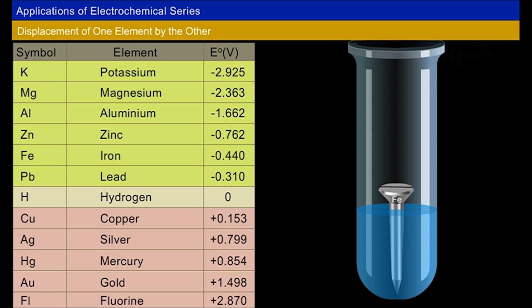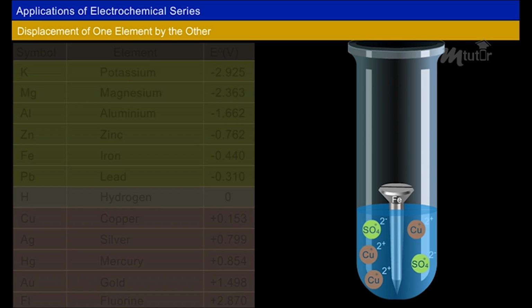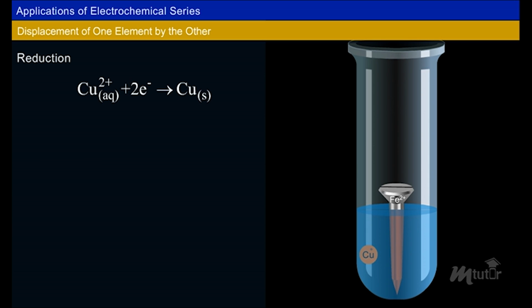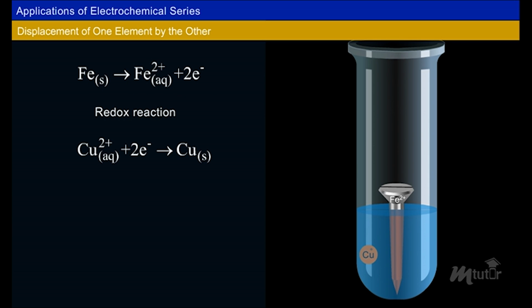The iron is oxidized as shown in the equation. The copper is less reactive, so its copper ions are forced to accept these electrons. This is called reduction, and as a result, copper metal is coated on the iron surface. The copper is reduced as shown in the equation. These two processes happen simultaneously and are therefore called a redox reaction.